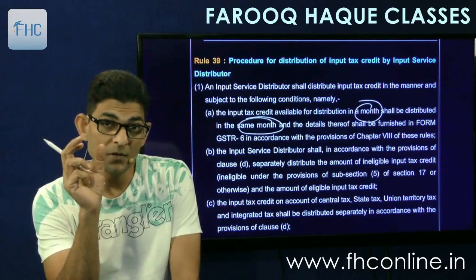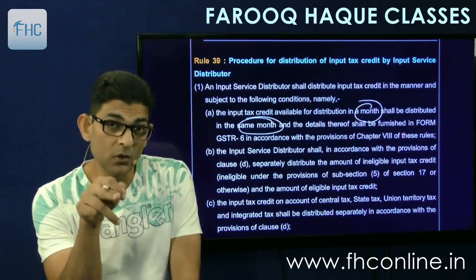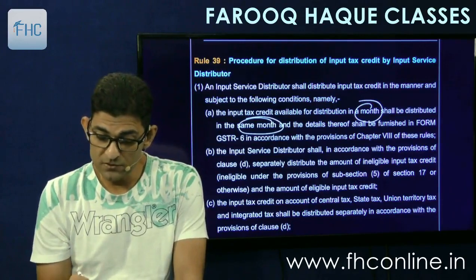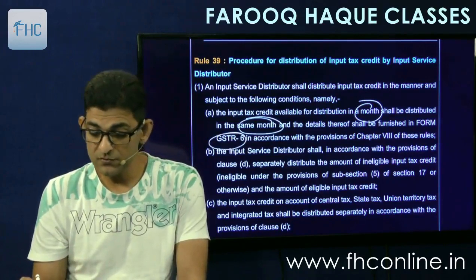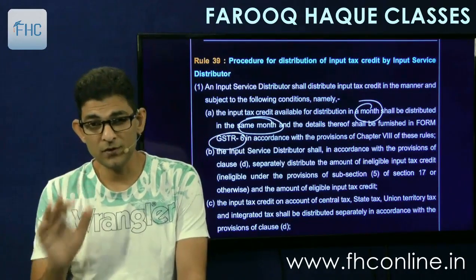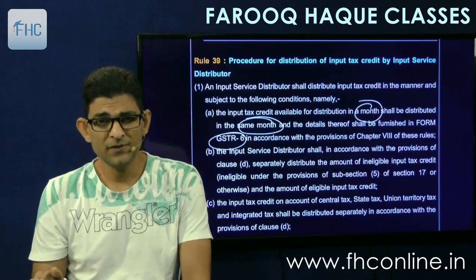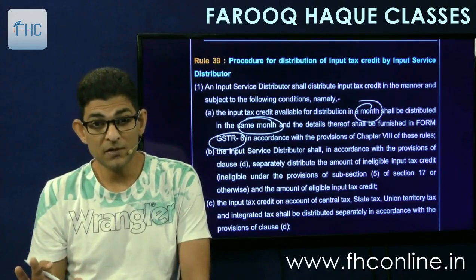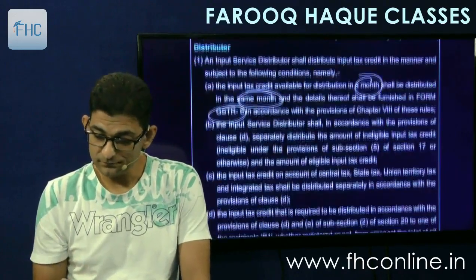Means credit of April will be distributed in April only. And the details thereof shall be furnished in Form GSTR 6 in accordance with provisions of Chapter 8. That you forget. Even the form number you can forget. But you have to remember, distribution has to be done in the same month.